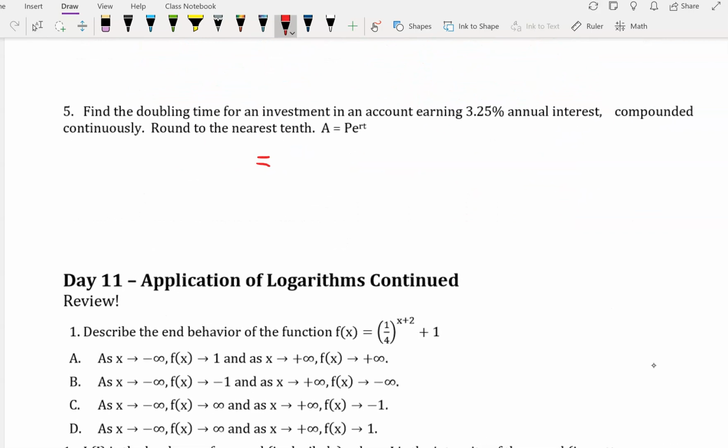So, since I want it to double, I'm just going to put 2 equals e to the 0.0325 t. Because I want it to double, I just put the 2 there. I didn't need to know the principal amount. Now I natural log both sides to get rid of e. Last but not least, to get rid of the 0.0325, I divide by 0.0325.